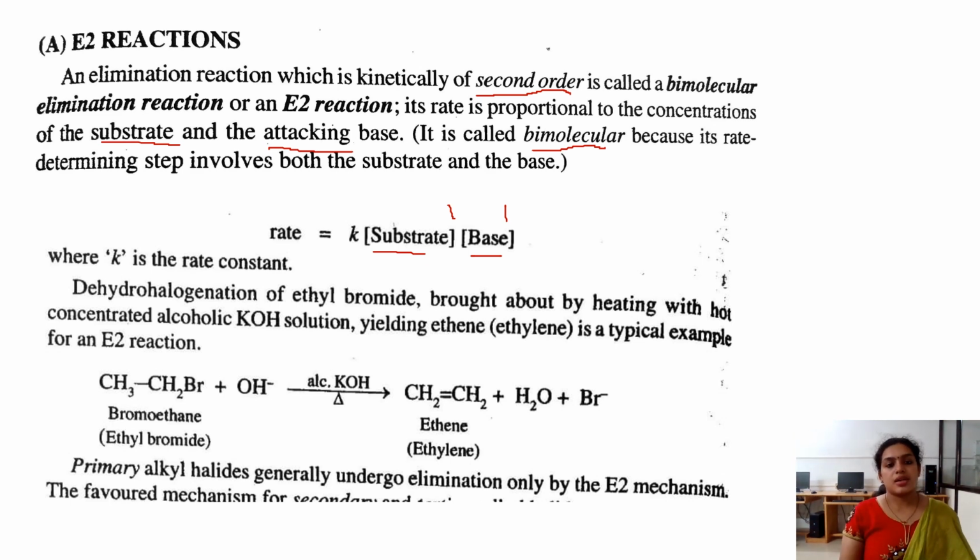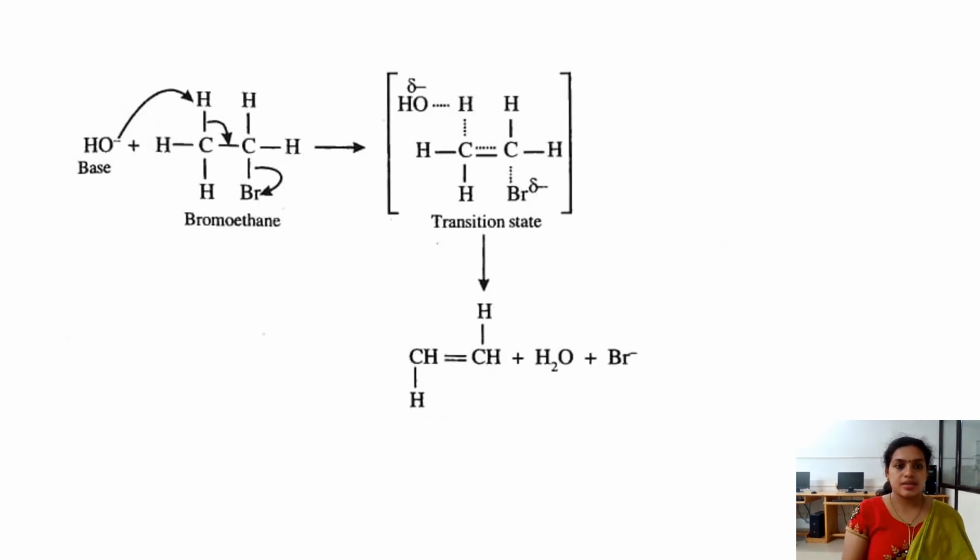Okay, the best example is the dehydrohalogenation of ethyl bromide. This is an example of a primary alkyl halide. Primary alkyl halides generally undergo elimination only by the E2 mechanism. Here bromoethane reacts to give ethylene, water and Br- as the byproduct. This is the classical example for the E2 reaction. This is the mechanism.